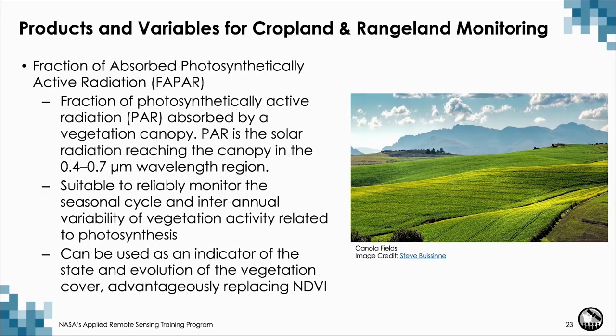Another key variable in agricultural monitoring is the fraction of absorbed photosynthetically active radiation, or FAPAR. FAPAR quantifies the fraction of photosynthetically active radiation which is absorbed by a vegetation canopy. It refers only to the green and alive elements of the canopy. It's suitable to reliably monitor the seasonal cycle and interannual variability of vegetation activity related to photosynthesis, and can advantageously replace NDVI.